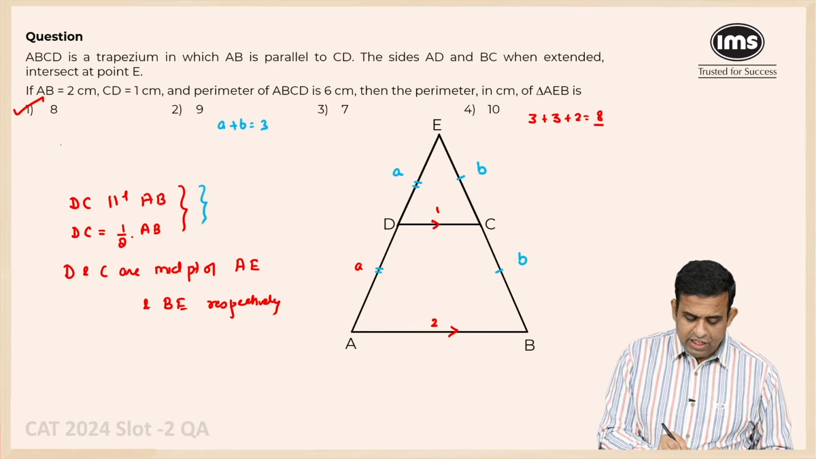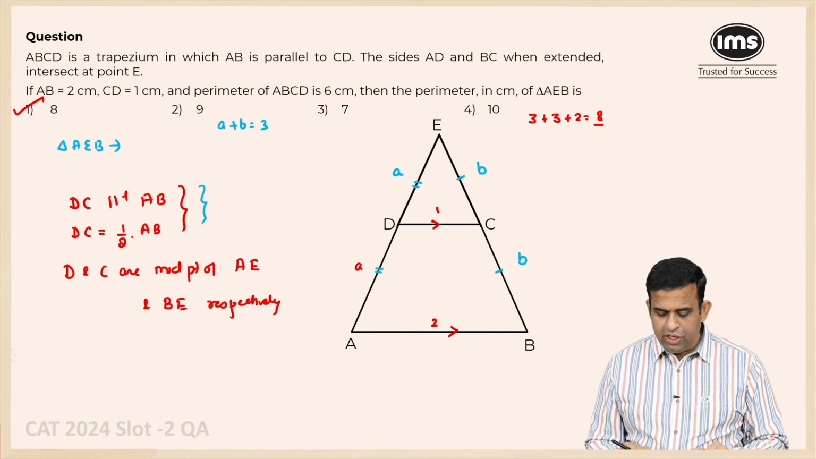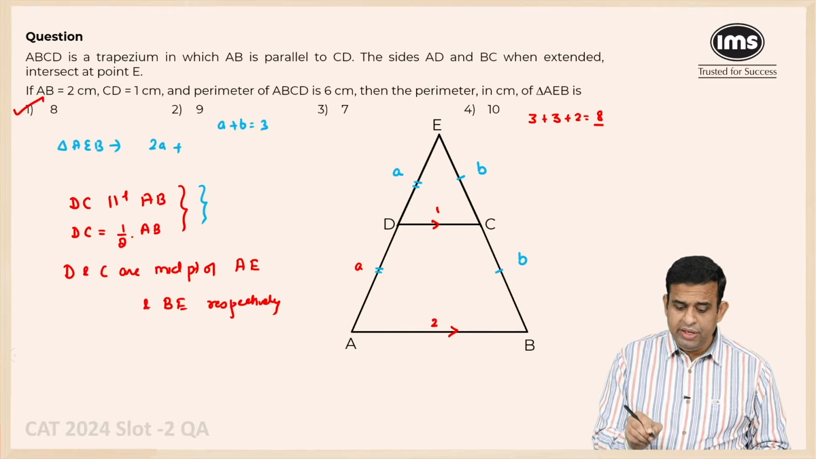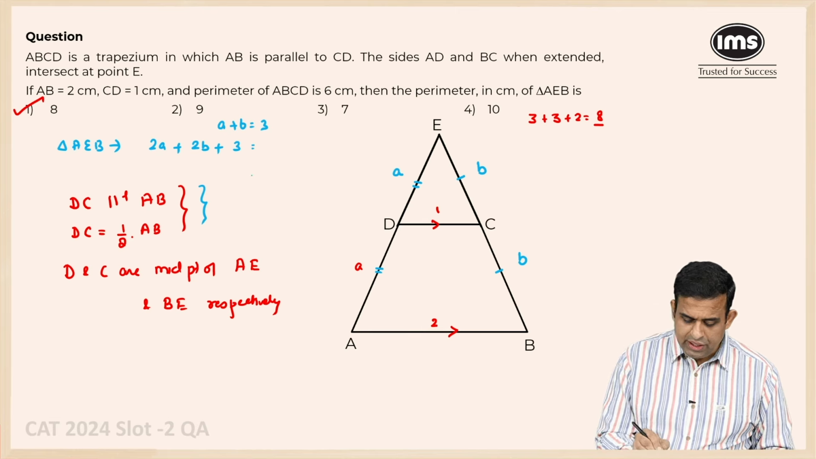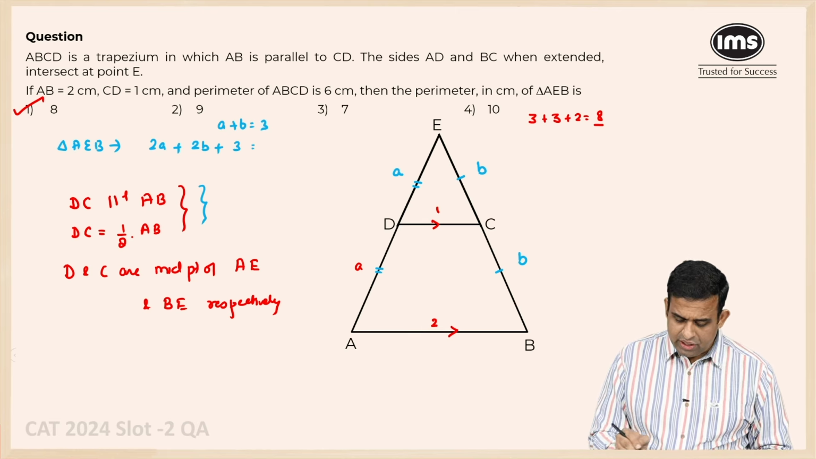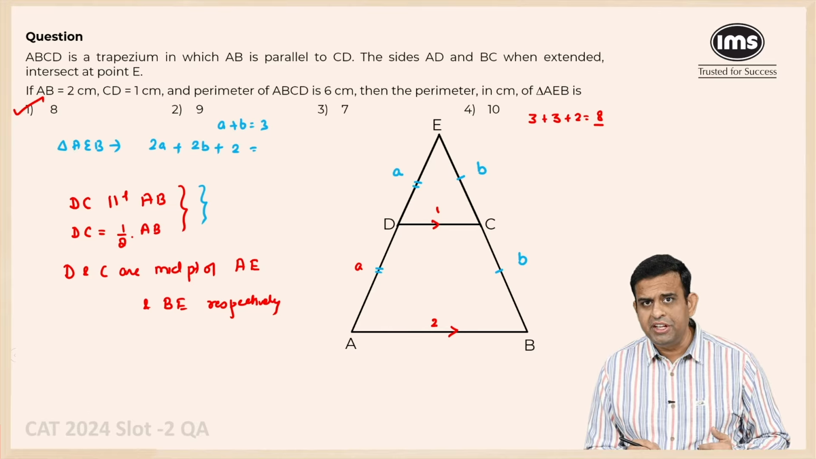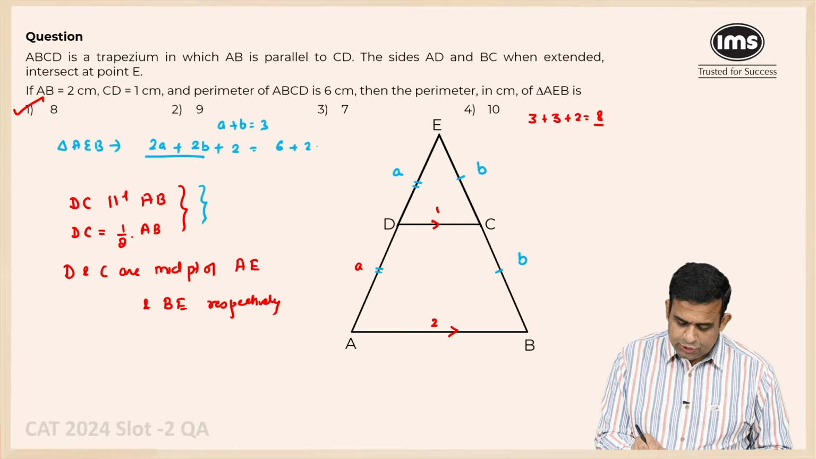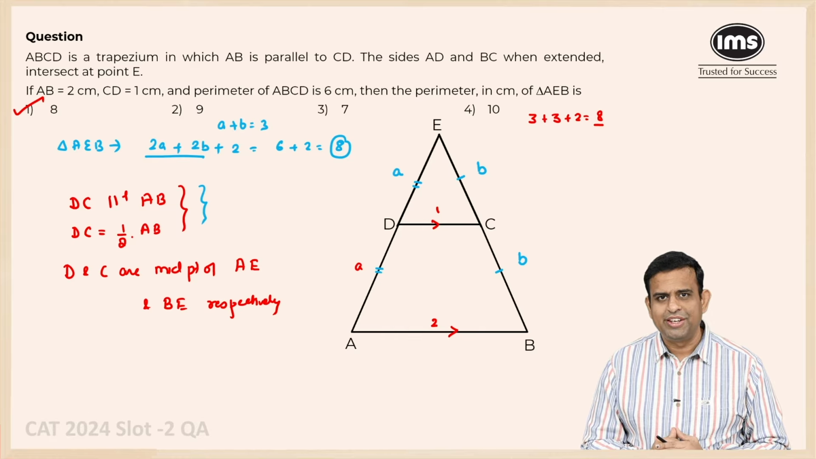So now if I look at the perimeter of the triangle AEB, the length of AE is 2A, the length of BE is 2B, and the length of AB is 2. So the term A plus B was 3, so 2A plus 2B becomes 6. 6 plus 2 becomes 8, and hence option number 1 is the answer over here.